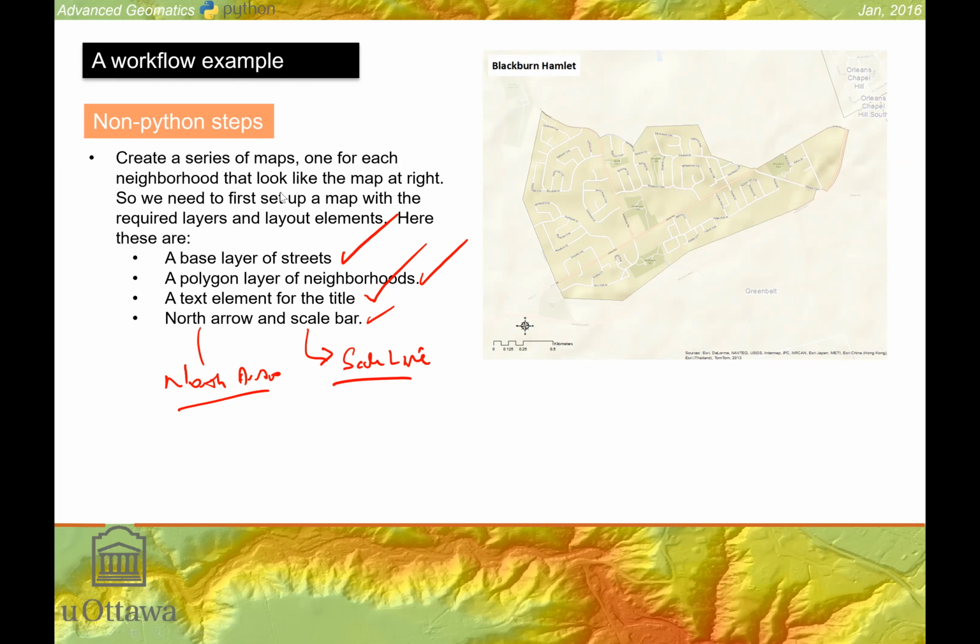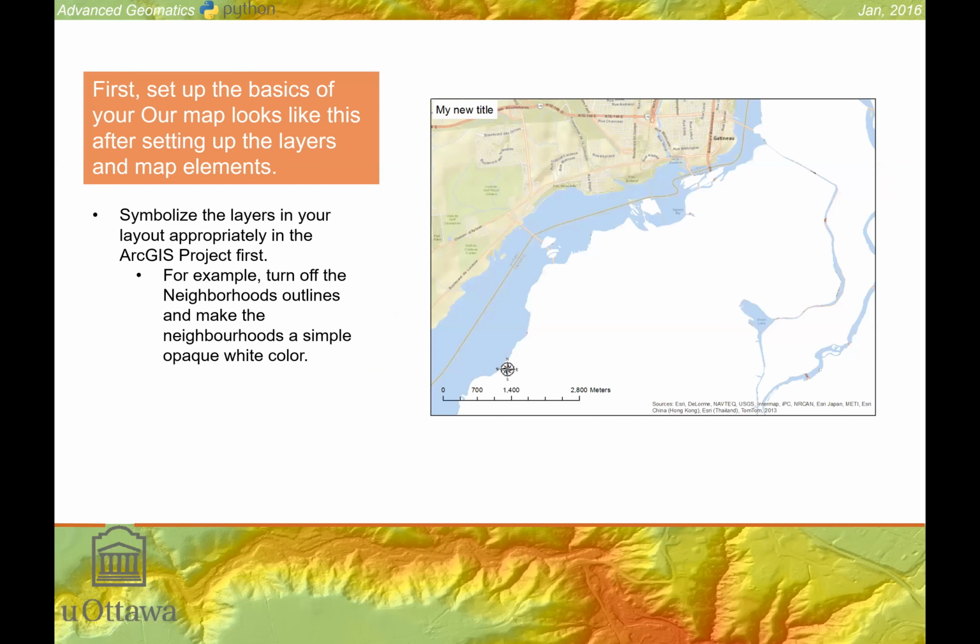So to do this type of thing, we'll go through it here. We have to set up our basic map generally the way we would want it. So we want to make all of the neighborhoods white and no boundaries, no edges.